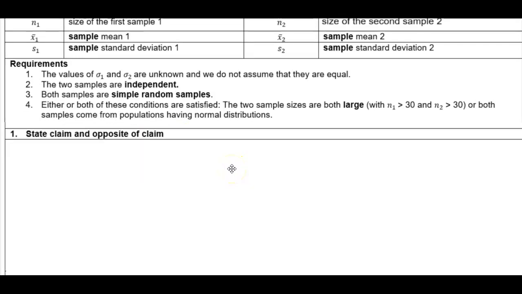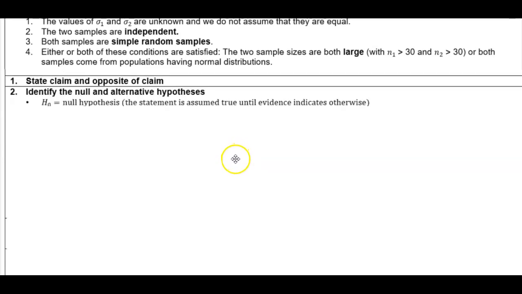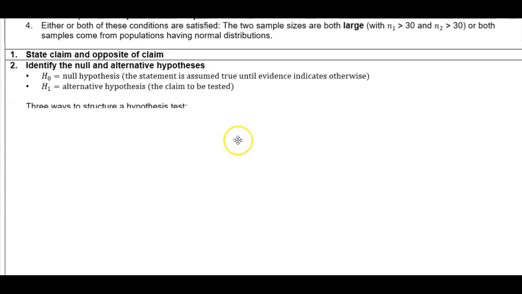And then for the first step, we want to state the claim and the opposite of the claim. Number 2, we want to identify the null and the alternative hypothesis, where the null hypothesis is the statement assumed true until evidence indicates otherwise. The alternative hypothesis is the claim to be tested.